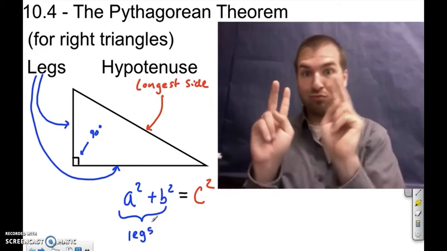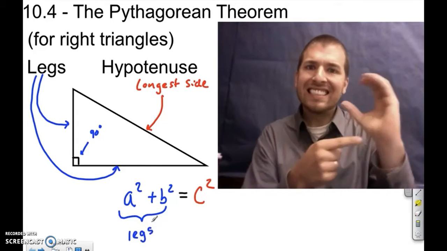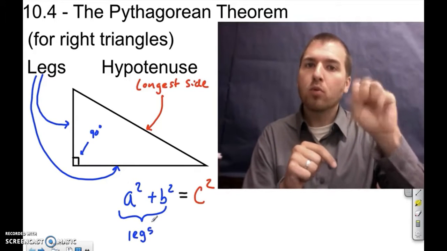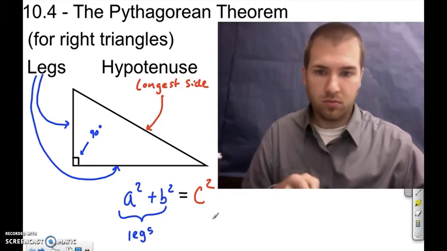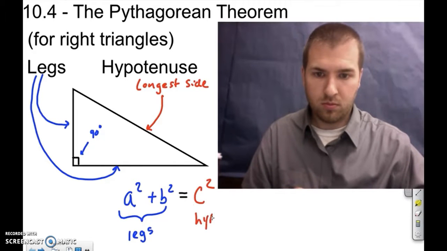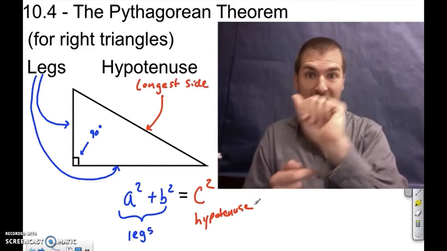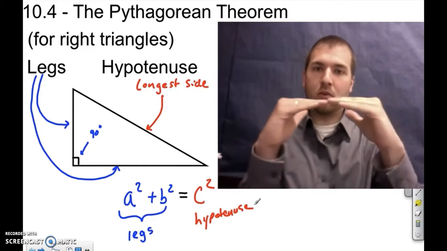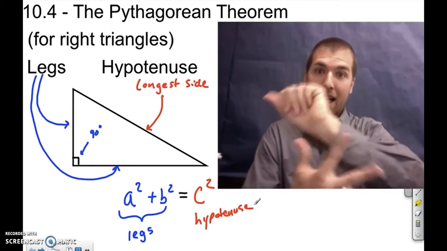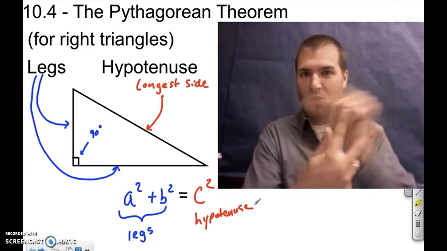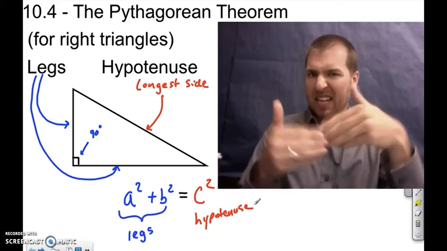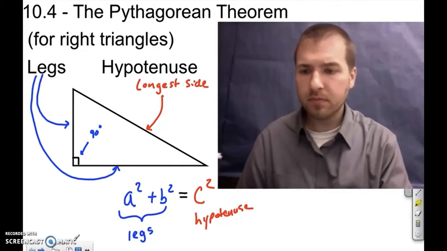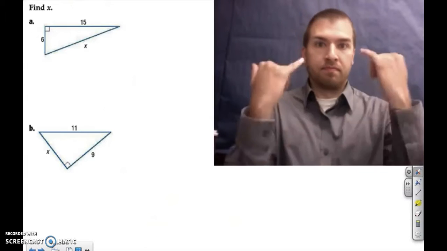You square them and then add them. And then c is the hypotenuse, remember, that's also squared. So a squared plus b squared equals c squared. Remember, a and b are the legs, and c is the hypotenuse, and all of them are squared. Okay, let's go on to the next part.